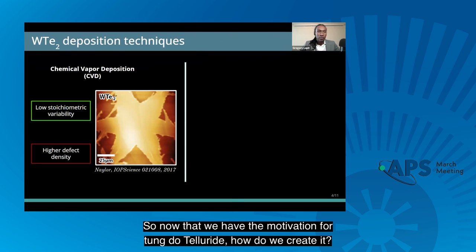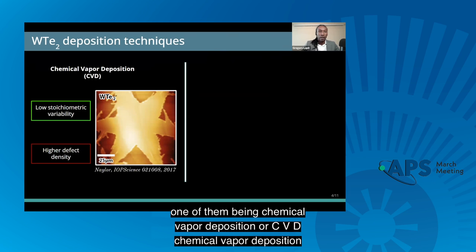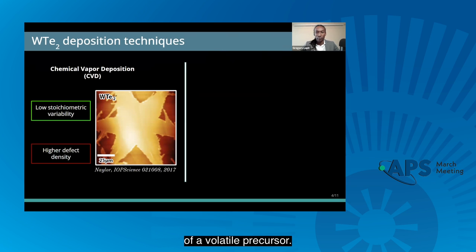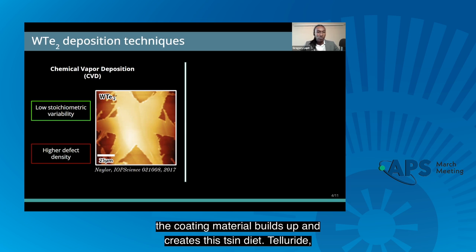So now that we have the motivation for tungsten ditelluride, how do we create it? It has a couple of deposition techniques, one of them being chemical vapor deposition, or CVD. Chemical vapor deposition is a process where we heat a low vacuum chamber up to the reaction temperature of a volatile precursor. The chamber is heated to the reaction temperature and the precursor reacts and breaks down into the desired coating onto the material surface. Over time, the coating material builds up and creates this tungsten ditelluride.